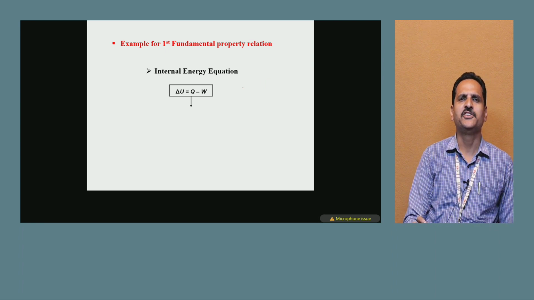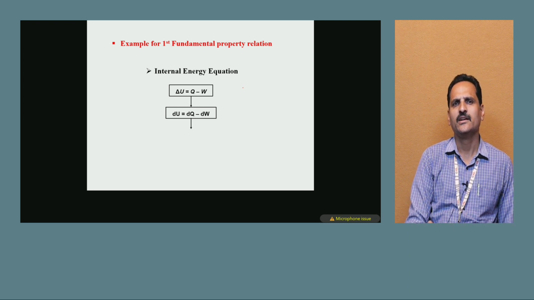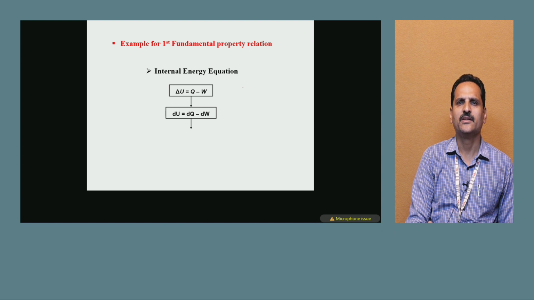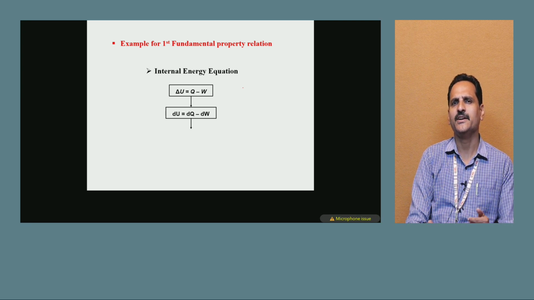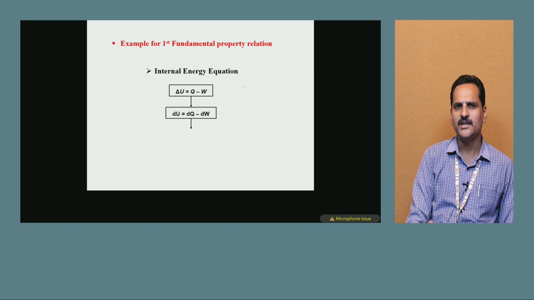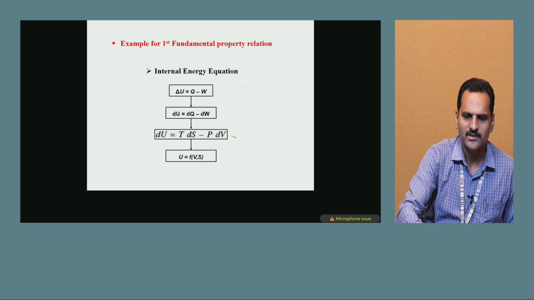By applying the differential form to this equation, we can get dU is equal to dQ minus dW. So dQ and dW are replaced by TdS and PdV. This is what we discussed in the previous slide. So dQ can be replaced by TdS and dW can be replaced by PdV. So the final internal energy equation can be written as dU is equal to TdS minus PdV.